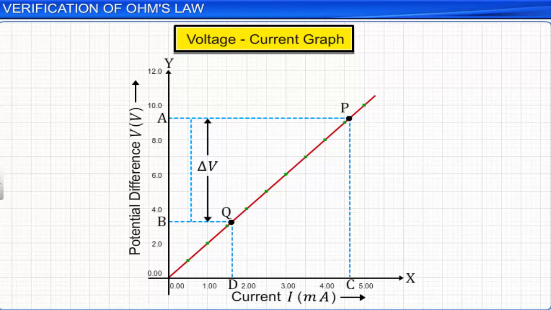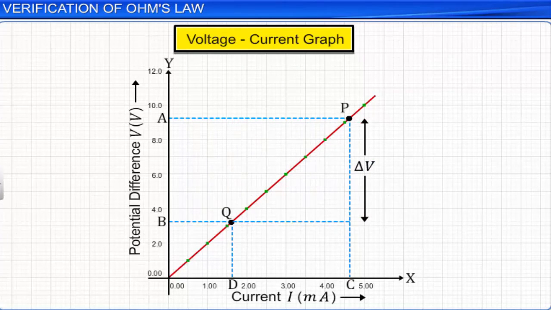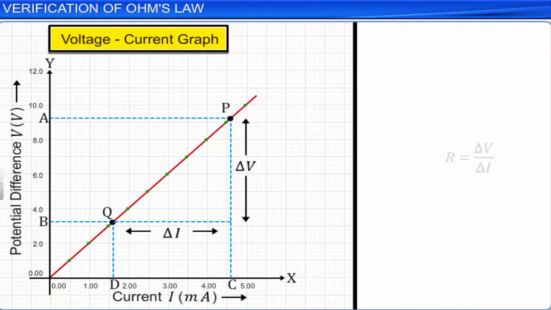Distance AB represents delta V, or change in potential difference, while distance CD represents delta I, or change in current. The ratio delta V to delta I, which is also the slope of the VI graph, gives the resistance R of the conductor. The higher the slope of the VI graph, the higher is the resistance of a given conductor.